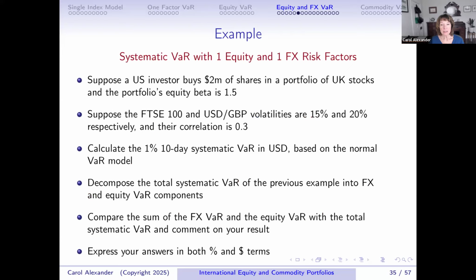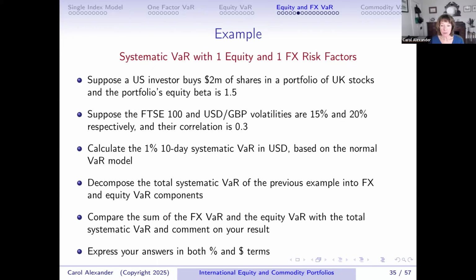So let's have a look at an example where we're just looking at systematic VaR now. We considered the specific VaR earlier on in this topic, but now we're just looking at the systematic VaR. And the total systematic VaR now has 2 components, an equity component and a foreign exchange component. Here's a simple example. You've just got 1 equity risk factor and 1 foreign exchange risk factor. And suppose we're a US investor, we buy 2 million of shares in a portfolio of UK stocks, and the portfolio's equity beta is 1.5. So that's the percentage beta is 1.5.